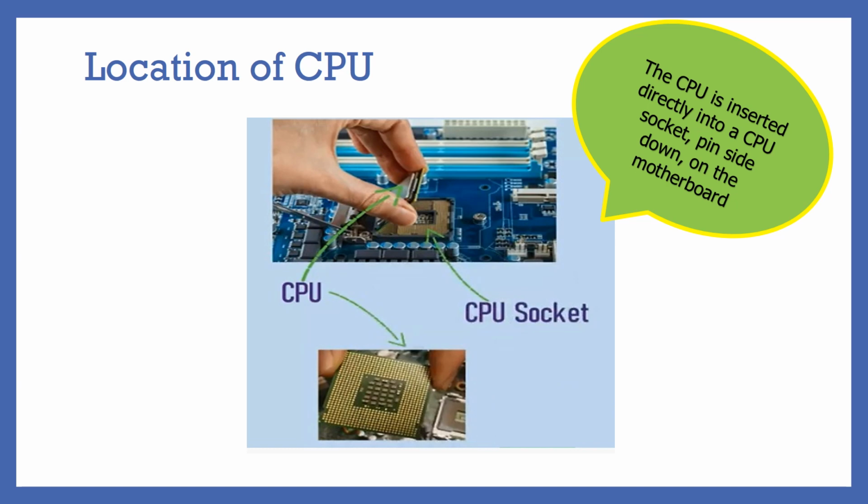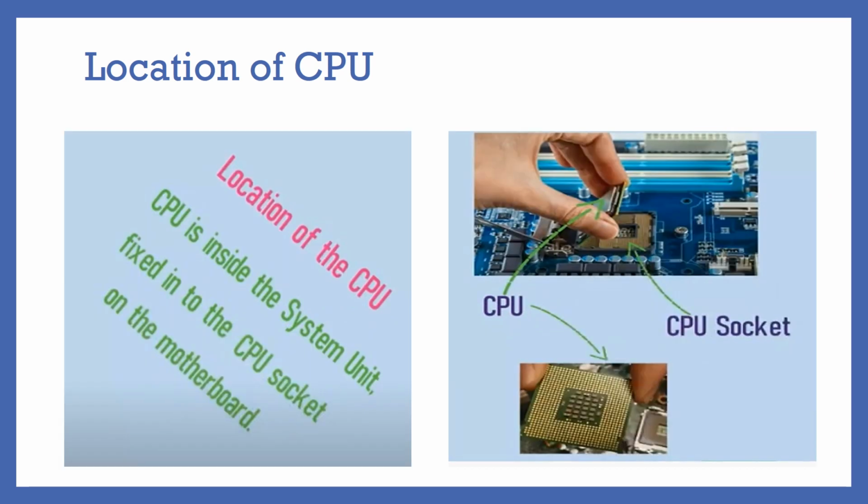Now here you can see the CPU and the CPU socket. The CPU is inserted directly into the CPU socket, that means side down on the motherboard. Now all of you know the location of the CPU. It's inside the system unit, fixed into the CPU socket on the motherboard.